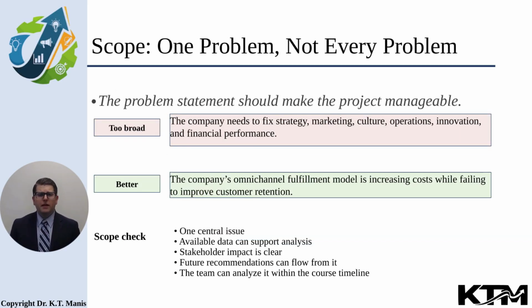A strong problem statement narrows the project. A weak one tries to solve everything. Too broad: the company needs to fix strategy, marketing, culture, operations, innovation, and financial performance. That is not a project. That is a wish list. A better version: the company's omni-channel fulfillment model is increasing costs while failing to improve customer retention. Now the project has direction. You can analyze fulfillment costs, retention data, customer behavior, and operational trade-offs. Before finalizing your problem statement, ask: is there one central issue? Can data support it? Is the stakeholder impact clear? Can recommendations flow from it? Can the team analyze it within the timeline?